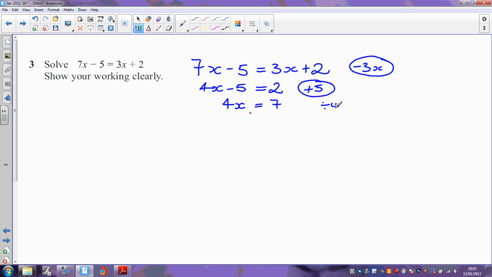If we now divide both sides by 4, because what I want on my left-hand side here is just x, I'm going to divide the left-hand side by 4, and also divide the right-hand side by 4.